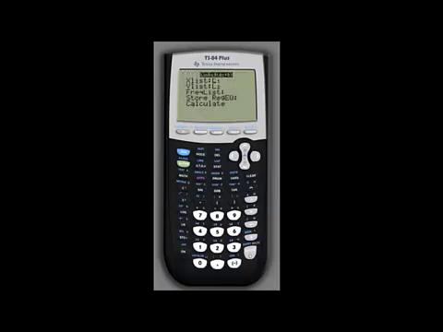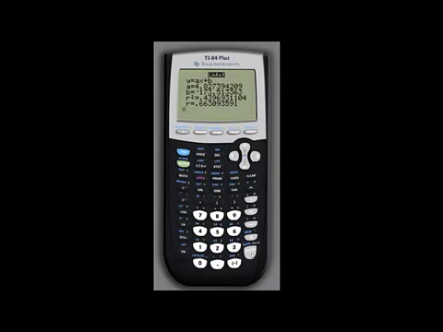If we select that, we don't need to change anything here because we entered the x's in list 1 and the y's in list 2. So nothing needs to be changed. We can just scroll down to calculate, and it gives us the equation. The form of it is y equals ax plus b, and we get the values for a and b, as well as values for r squared and r.